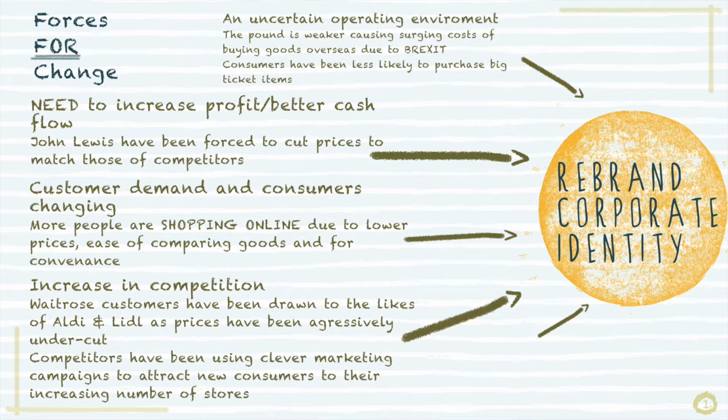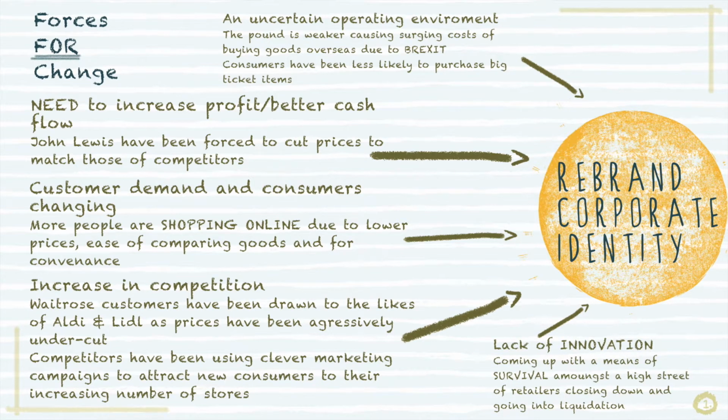As well as this, Aldi and Lidl have been very clever with their marketing strategy, as well as their rapid growth. On average, Aldi are opening one store a week. Ultimately, this all boils down to a lack of innovation. How do you stand out and survive when traditional high street retailers such as BHS, Debenhams, House of Fraser are closing shopping outlets across the country? However, John Lewis and Waitrose have a very key USP of being a partnership, and this should be utilised.